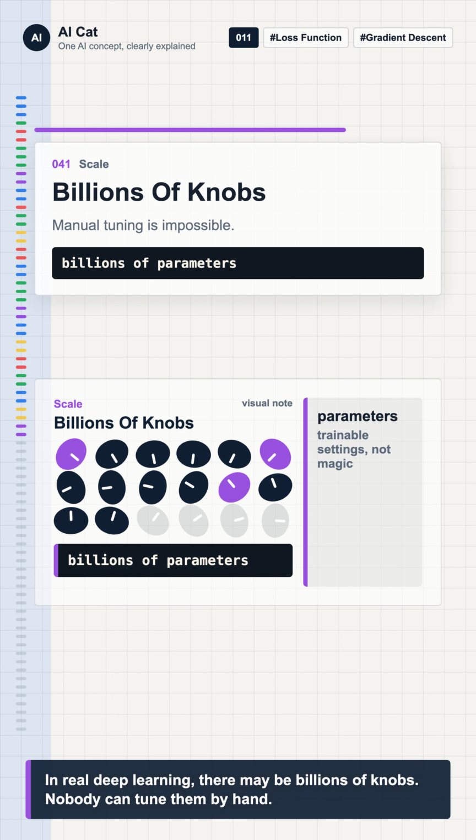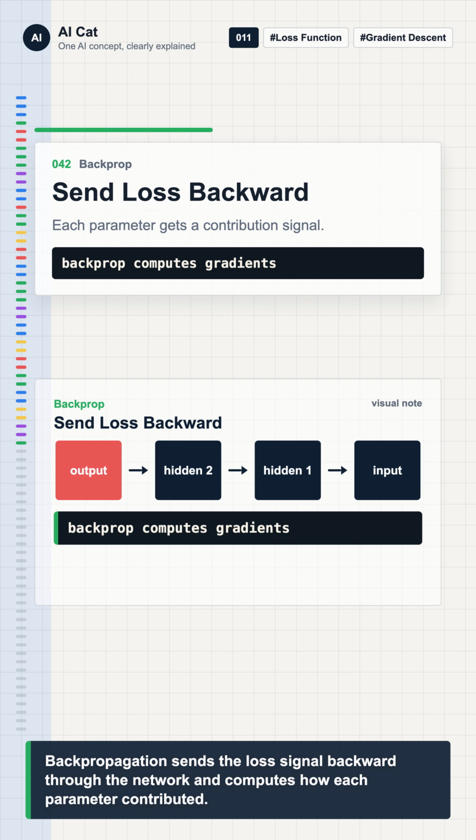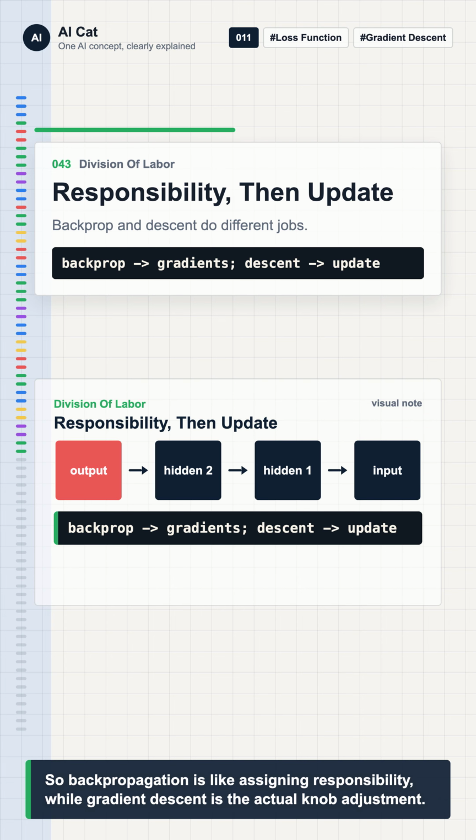Nobody can tune them by hand. Backpropagation sends the loss signal backward through the network and computes how each parameter contributed. So backpropagation is like assigning responsibility, while gradient descent is the actual knob adjustment.